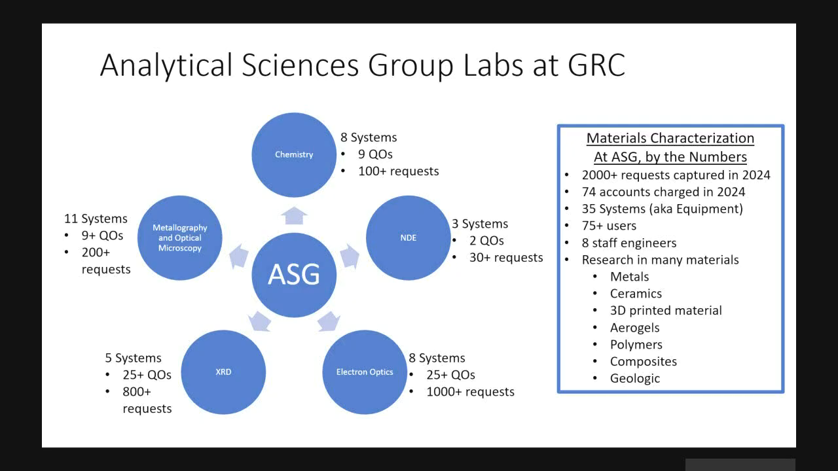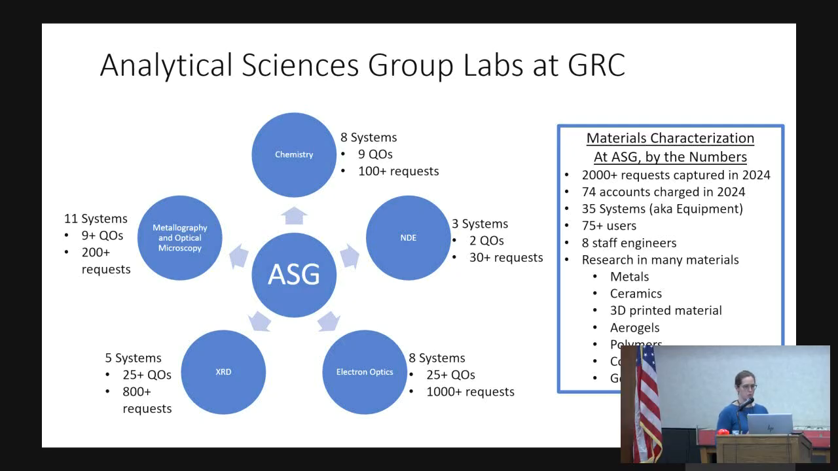So this results in, this is just a 1-year example. So we had 2,000 plus requests. So this is users saying, hey, I want to use the equipment to collect some data. There were over 2,000 of those that come in just in 2004. And because we provide these services, it's a billing thing. So this touched 74 different billing accounts to have these requests and collect this data. And among those 5 labs, it's 35 systems, so 35 different pieces of equipment that need to be managed, we have 75 plus users, and then those 8 regular staff engineers, like I mentioned.